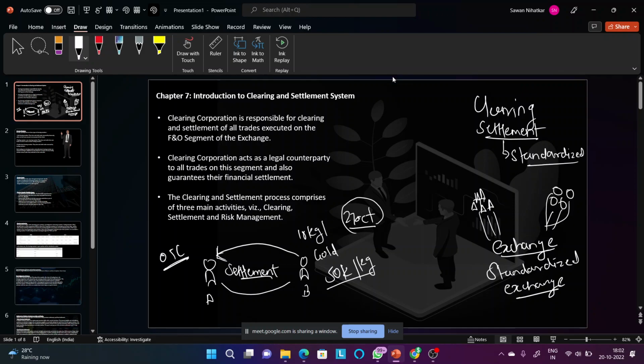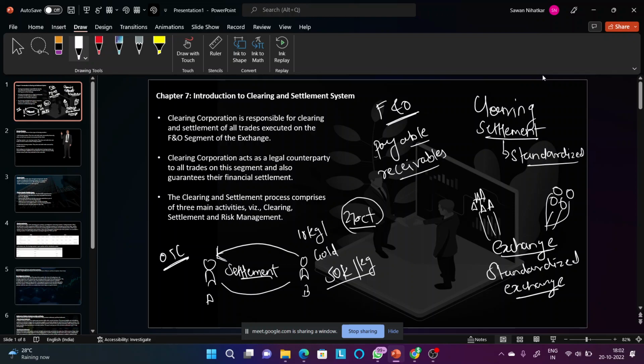In this particular chapter we will only look at the clearing and settlement of futures and options, because they are the only exchange traded contracts in India. Clearing means exactly what? Whatever your dues are, meaning your payables, and whatever our receivables are, the total transaction of that is exactly what we call clearing.